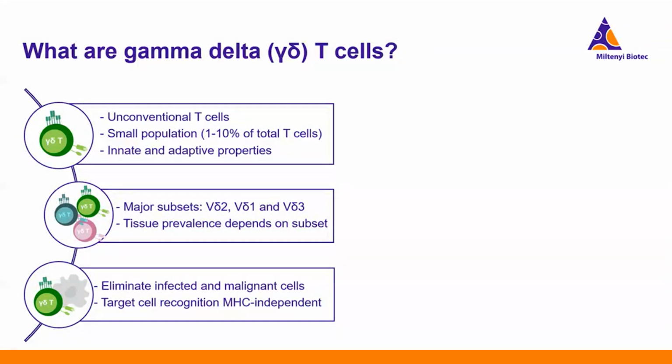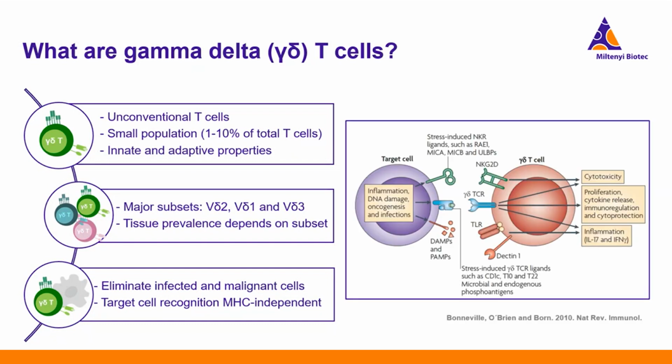But in general, the main function of gamma delta T cells is to eliminate infected and malignant cells in the human body. And they do so by recognizing different targets, recognizing the target cells in an MHC-independent manner. So the gamma delta TCRs typically recognize stress-induced ligands in target cells. And besides this recognition that does not require any antigen presentation, they also express several innate receptors, such as NKG2D, that enhance their functionality.